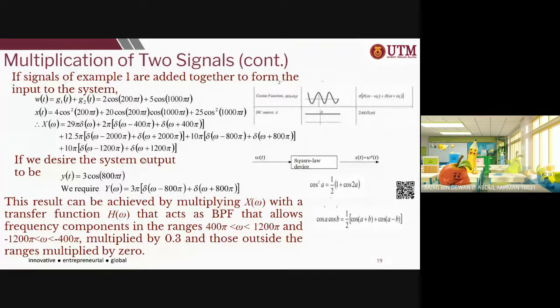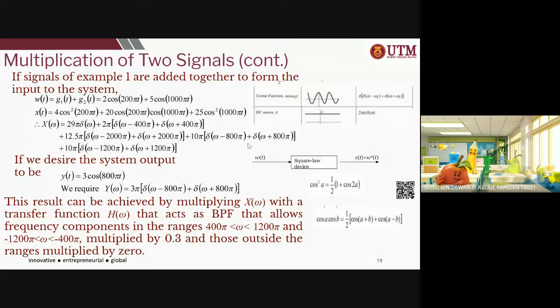Why? Because we want to filter out, you see here, there is 1200, there is 2000. We want to filter this. So that's why we require, okay, this one I already taught you, right? How to actually obtain this gain of the filter. So we require the filter function. This one you can cos 800 pi, and you can refer to the table. You will get this one, in pi whatever in the impulse. Then you have the pi function, then this is 3 here, because this is the required output.